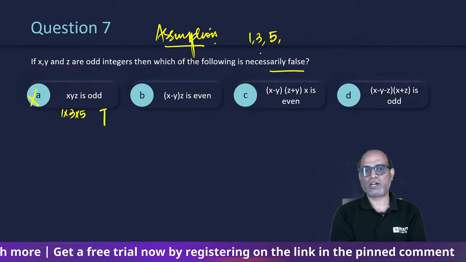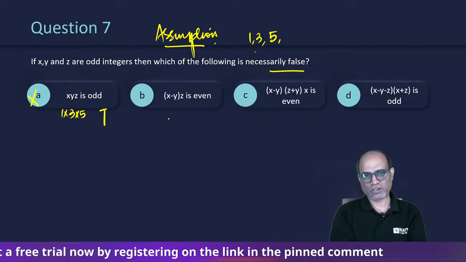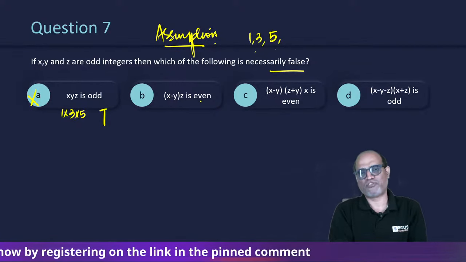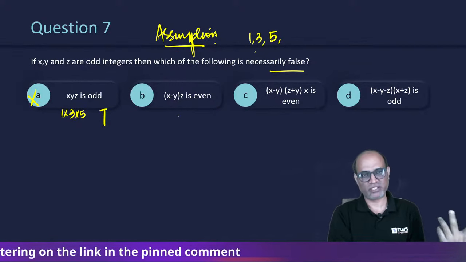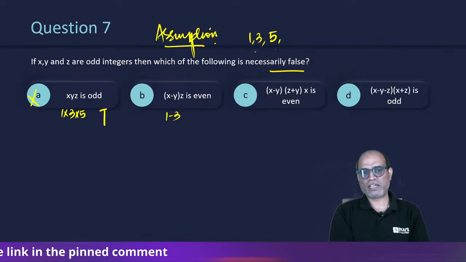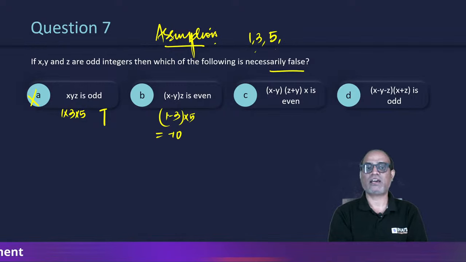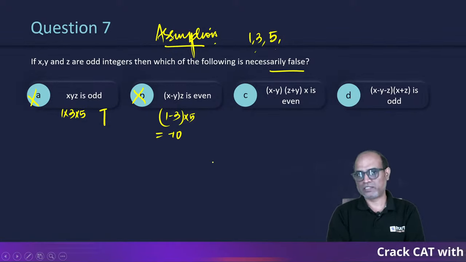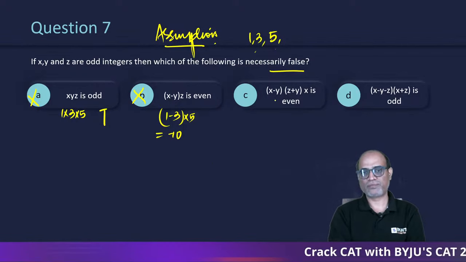X minus Y. Which one is X? Which one is Y? None of our concern. So आप 1 minus 3 करो या 3 minus 1. Doesn't matter. So 1 minus 3 into 5 will give us minus 10. This is even. I hope you guys are aware that minus 2, minus 4, minus 6 ये सारे even होते हैं. 0 भी even होता है.